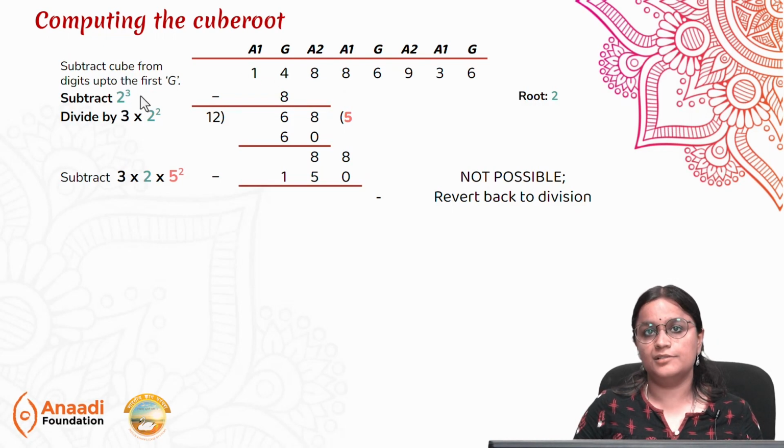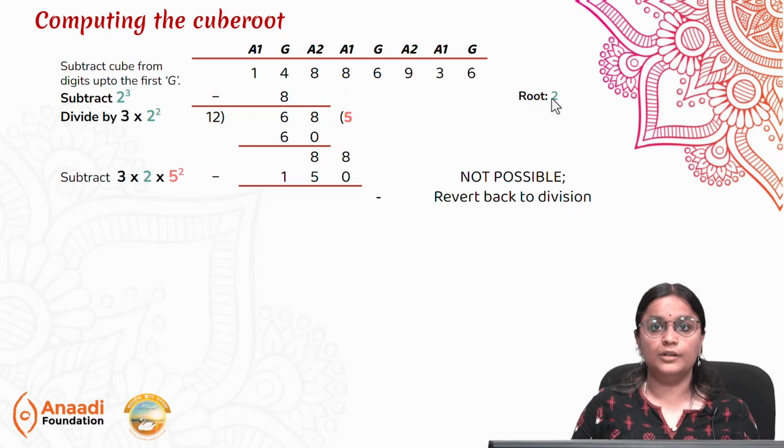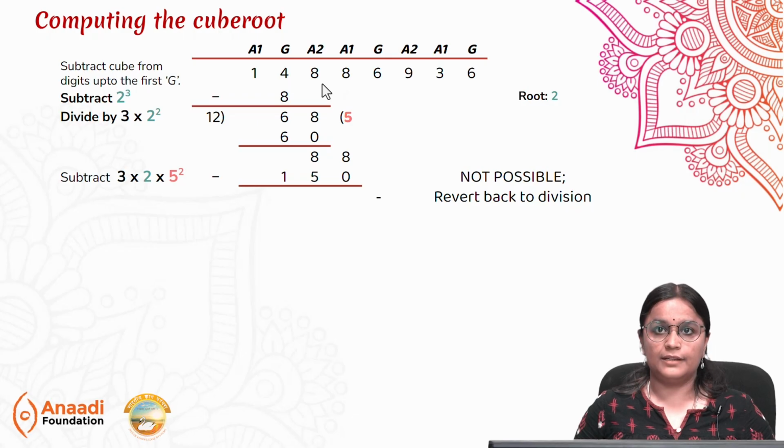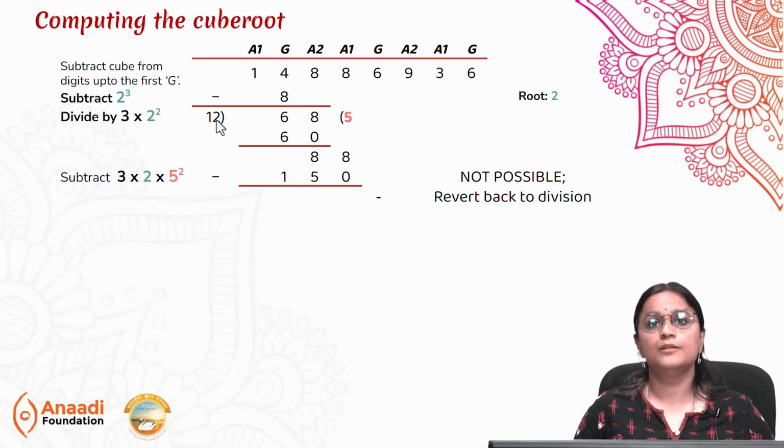We subtract the largest possible cube, which is 2 cube, 8, giving us 2 as the cube root in the right hand place. Next, we bring 8 down from A2, giving us 68, and since it is in the A2 place, we divide it by thrice into the square of our root so far, that is 2 square. So, we divide it by 12, giving us 5 as the quotient and 8 as the remainder.